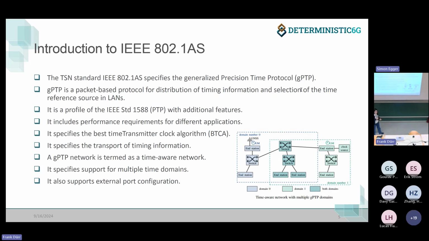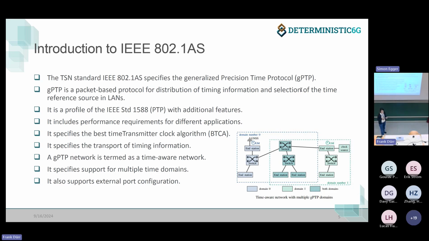The TSN standard 802.1AS is basically covering the time synchronization aspects in TSN. It specifies a generalized precision time protocol, the gPTP, which is basically a profile of the well-known IEEE 1588 PTP standard with some additional features. gPTP is a packet-based protocol for distribution of timing information, but also for selection of the best clock in the network, which is going to also be the time reference source for the other devices. It includes several performance requirements for different applications. It specifies the best time transmitter clock algorithm.